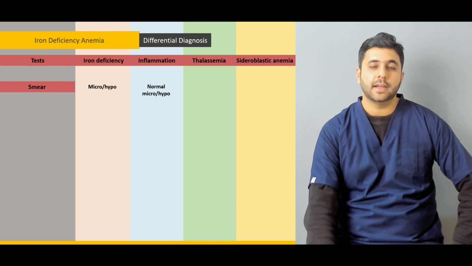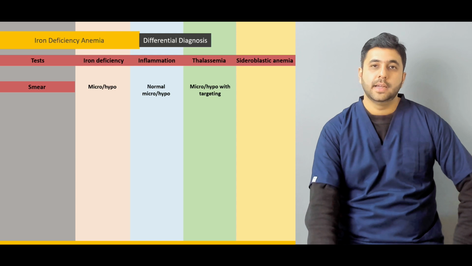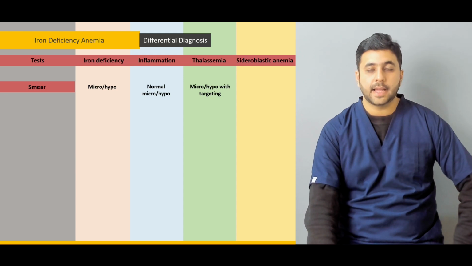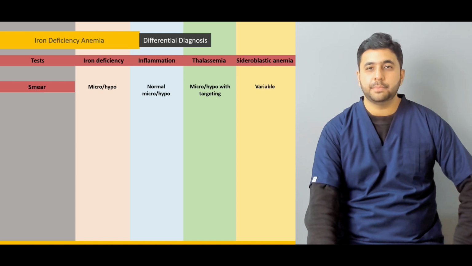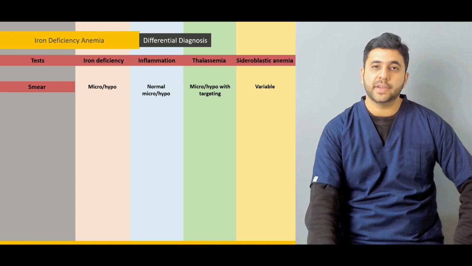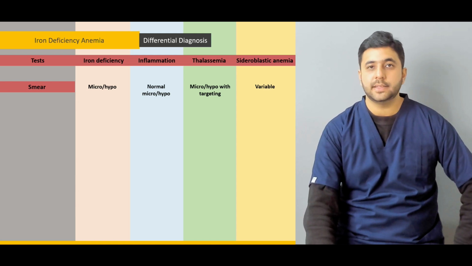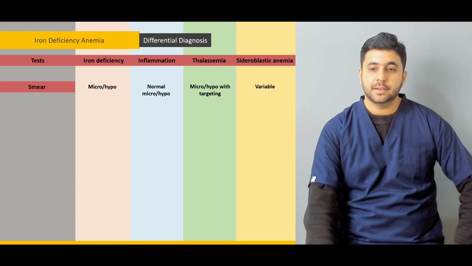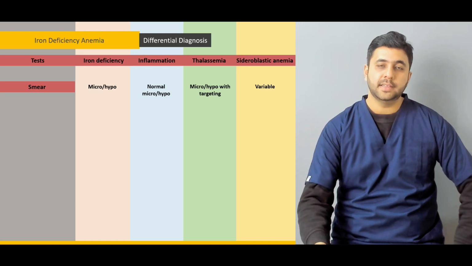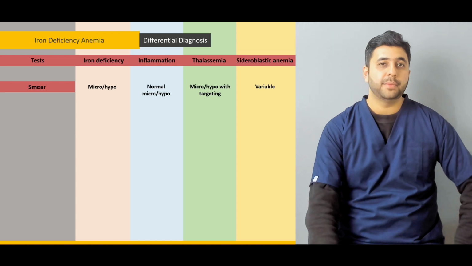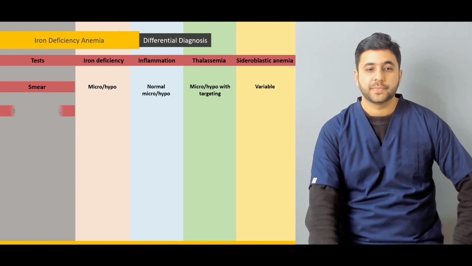So that is not very helpful in differentiating the two conditions. In thalassemia, along with the microcytic hypochromic picture, we might have certain target cells, so that can be helpful in the differentiation. While in sideroblastic anemia, the picture is variable. We might have certain ring sideroblasts that will be helpful for identification, but they are not always present, and that is not very helpful at the level of the smear. We might have to do a bone marrow biopsy to look at those ring sideroblasts.